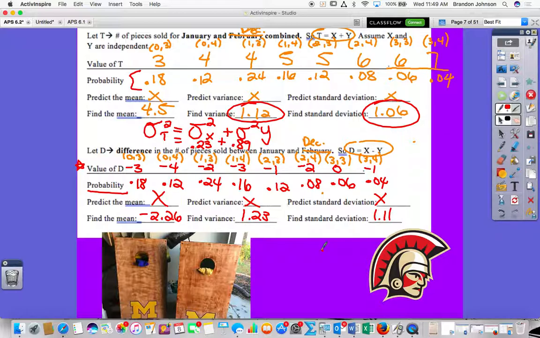Thank you so much. So the calculator tells us the standard deviation, if we put it in, right? Correct. Here's what I would say to be careful of.